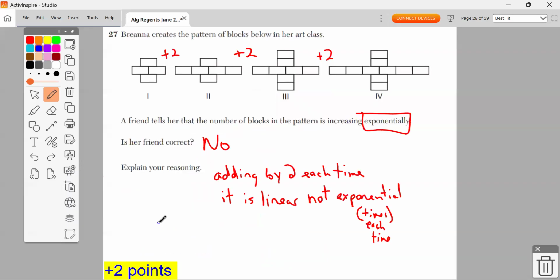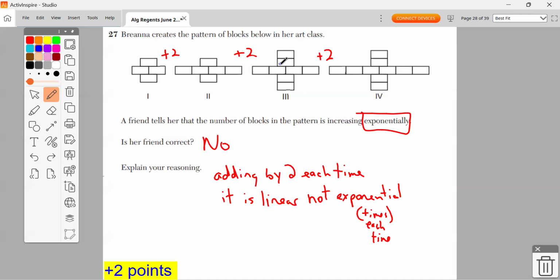Number 27, Brianna creates the pattern of blocks shown in her art class. How are you getting from picture to picture to picture to picture? Well, we're adding by 2, adding by 2, adding by 2. A friend tells her that the number of blocks in the pattern is increasing exponentially. Is her friend correct? No, she is not.